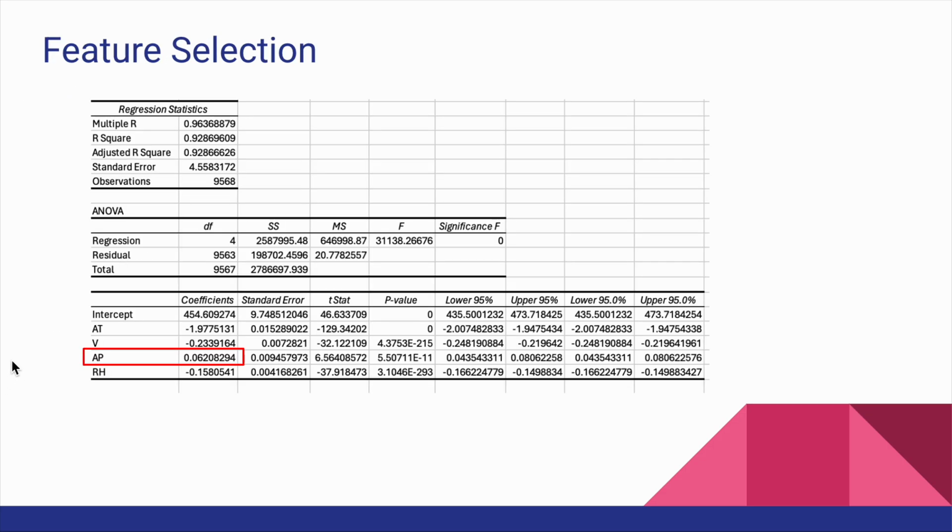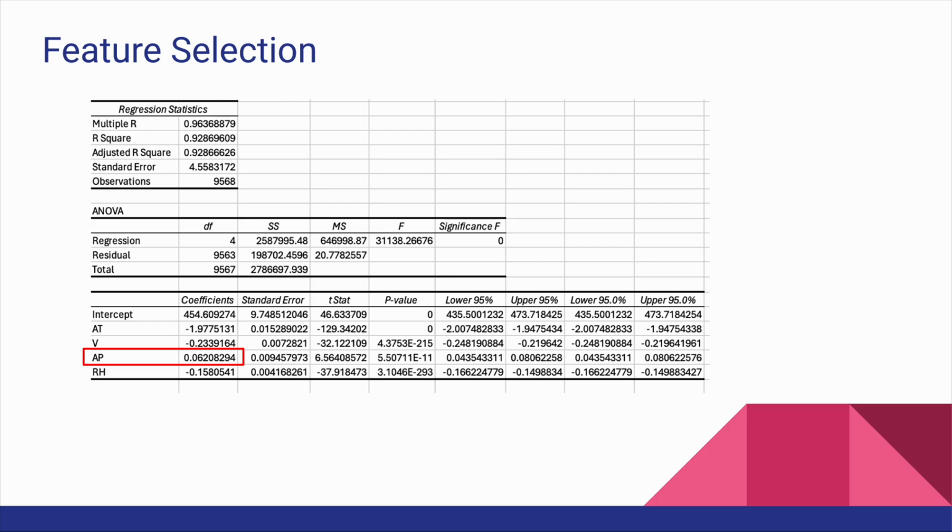To help select the features, I did a quick linear regression on the data set to see what coefficients for the different metrics would be the smallest, to kind of see what the model would be using the least to determine the final energy output. You can see here that ambient pressure was by far the lowest coefficient, the closest to zero. So it seems that it is using ambient pressure the least to determine the final energy output of the power plant.